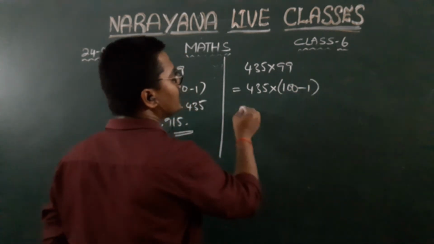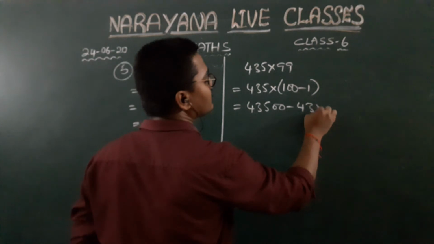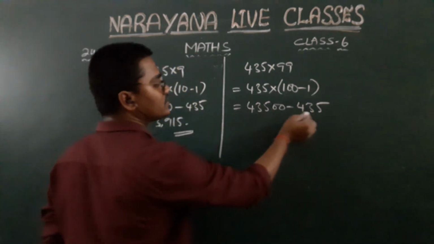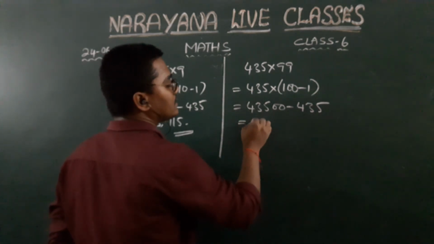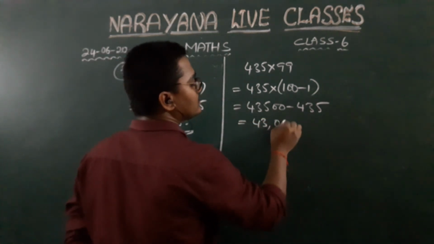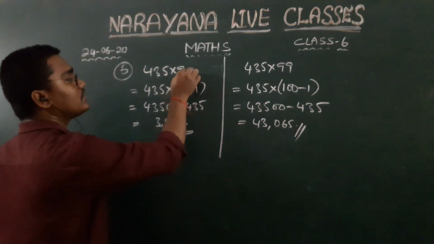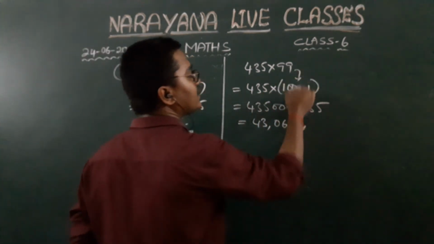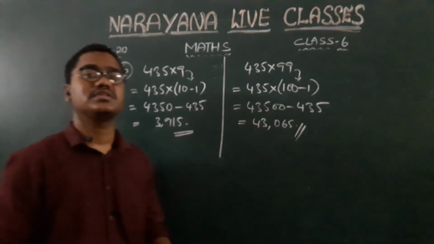Similarly, 435 into 99 can be written as 100 minus 1. That is equal to 43500 minus 435. Just subtract 435 from 43,500. So you will get the resultant answer as 43,065. So the only thing you need to remember here is, children, you need to convert 9 as 10 minus 1 and 99 as 100 minus 1, and you will get the resultant answer as the following. I hope it is clear to everyone, children.